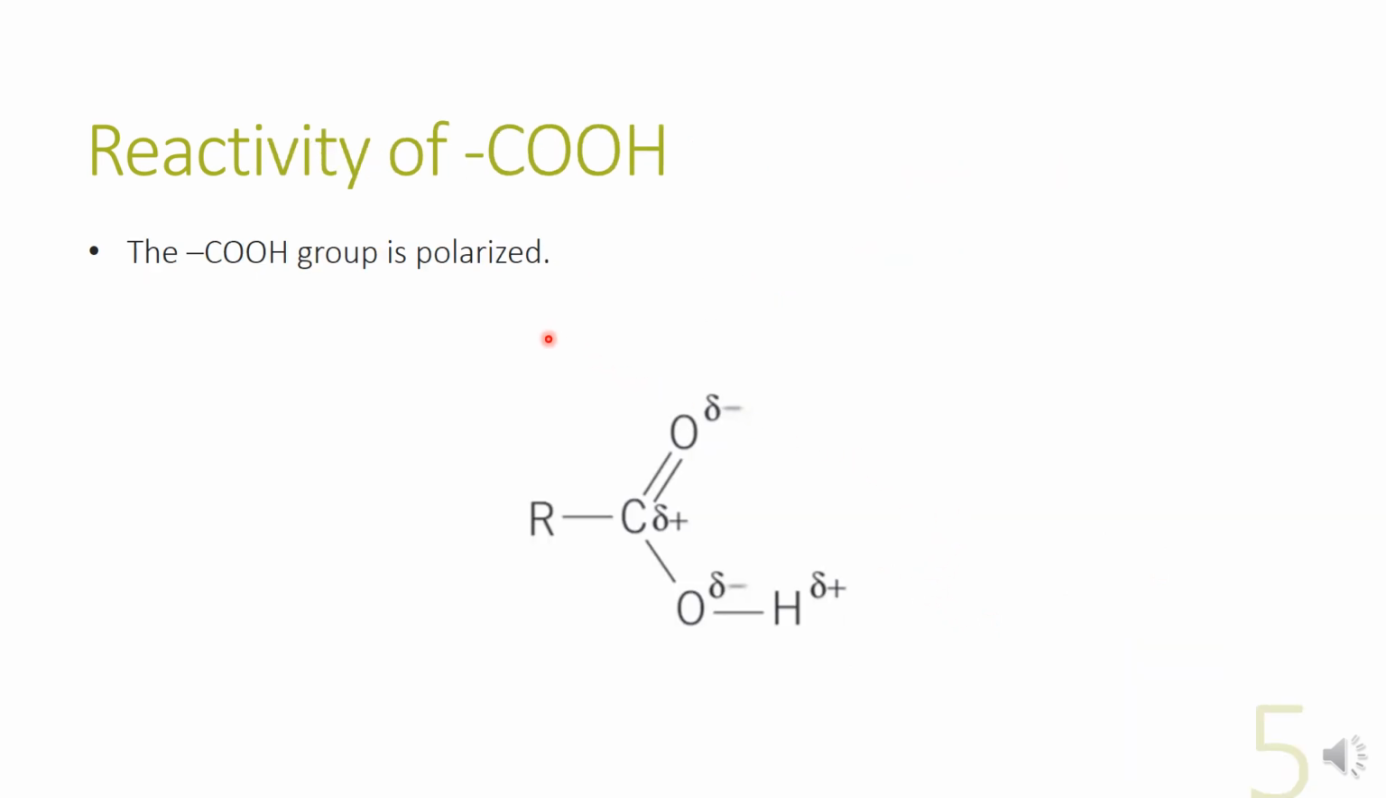Okay, and then let's move on to the reactivity of carboxylic acid, how it will react with other compounds, particularly as an acid. So this COOH group, as you can see, is quite polarized. The two oxygens bear a partially negative charge. The carbon and the hydrogen bear a partially positive charge.